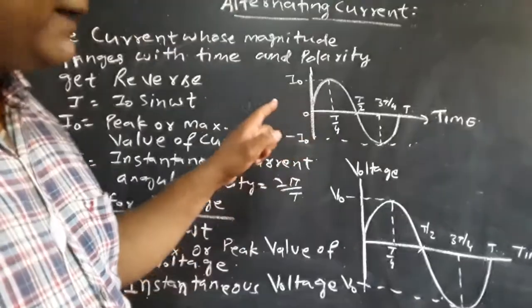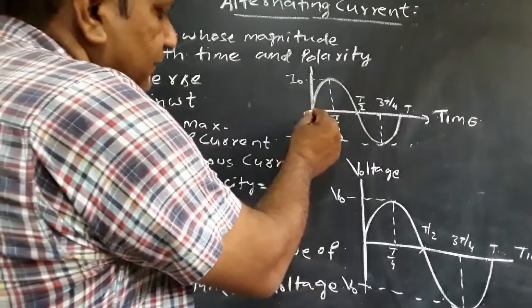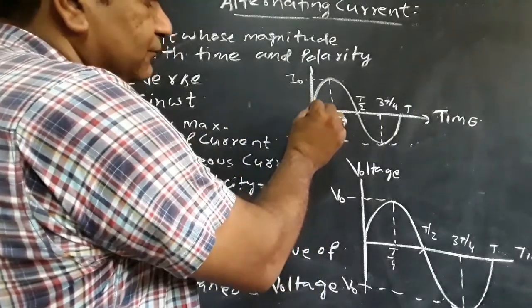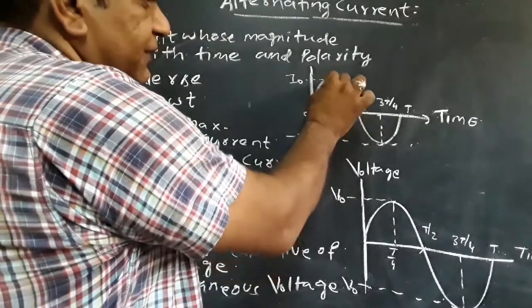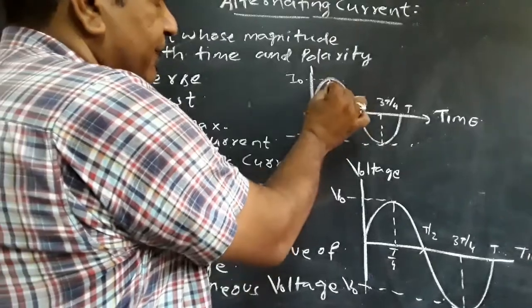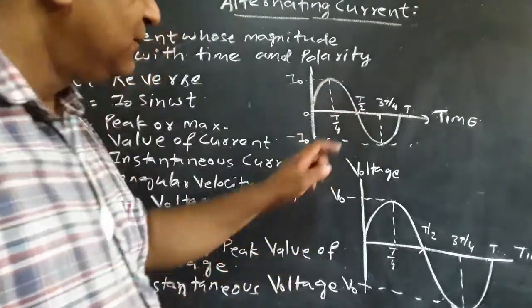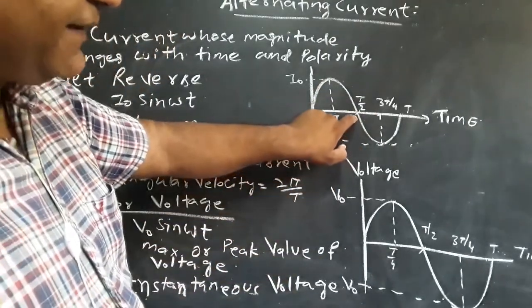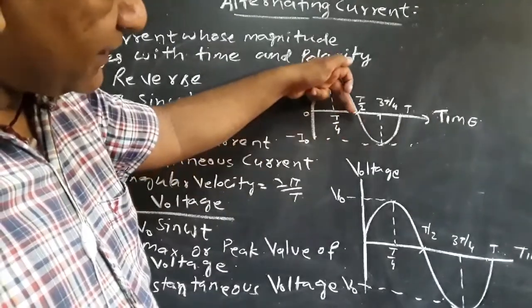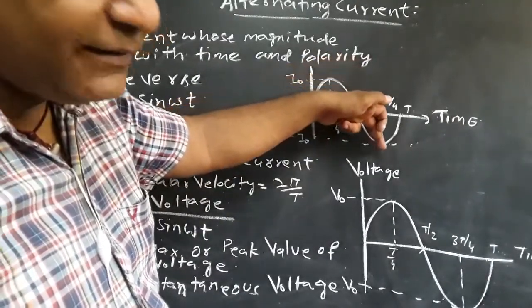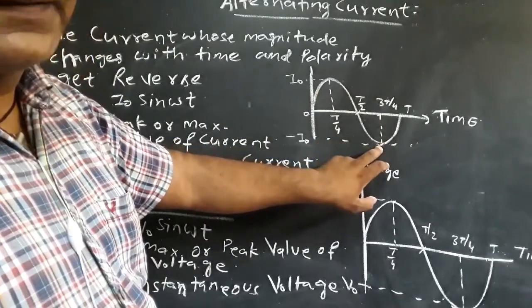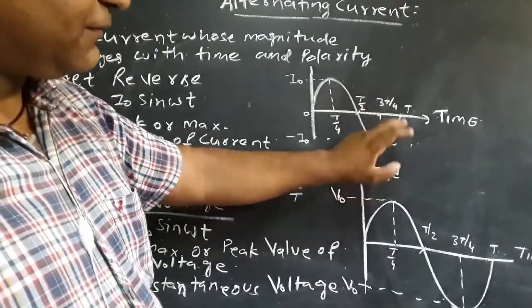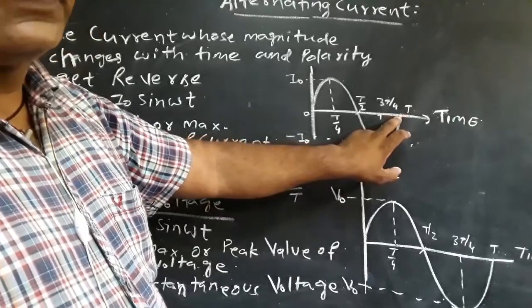If we draw the current-time graph, then at the point O, current is 0. At the time T by 4 for the complete cycle, current is maximum. At this point, current is 0. Now, current is increasing on the negative side. At the time 3T by 4, current is maximum in the negative half, and again it becomes 0.